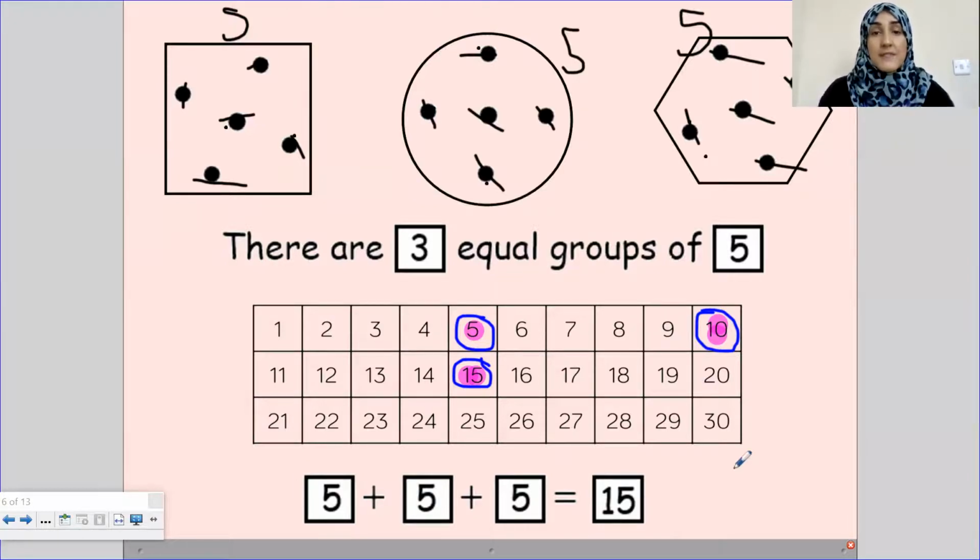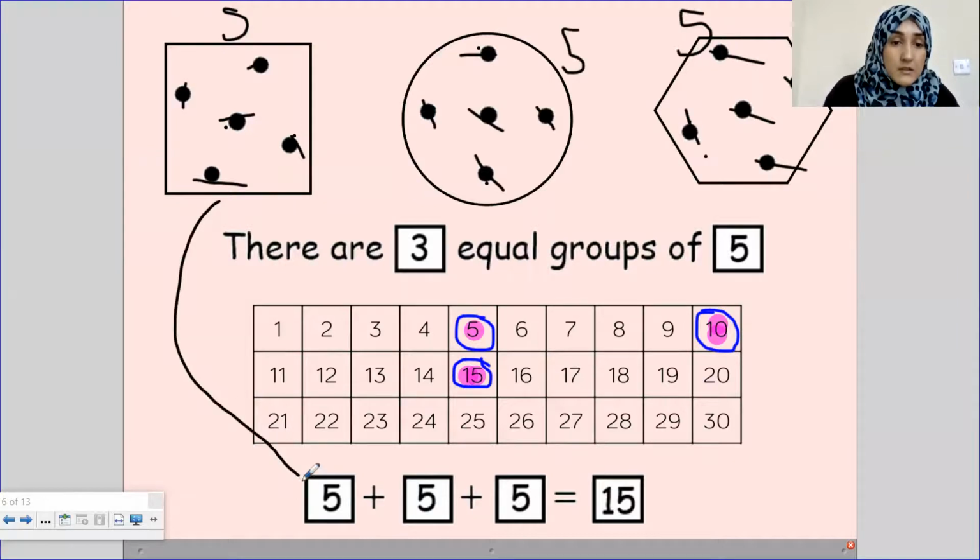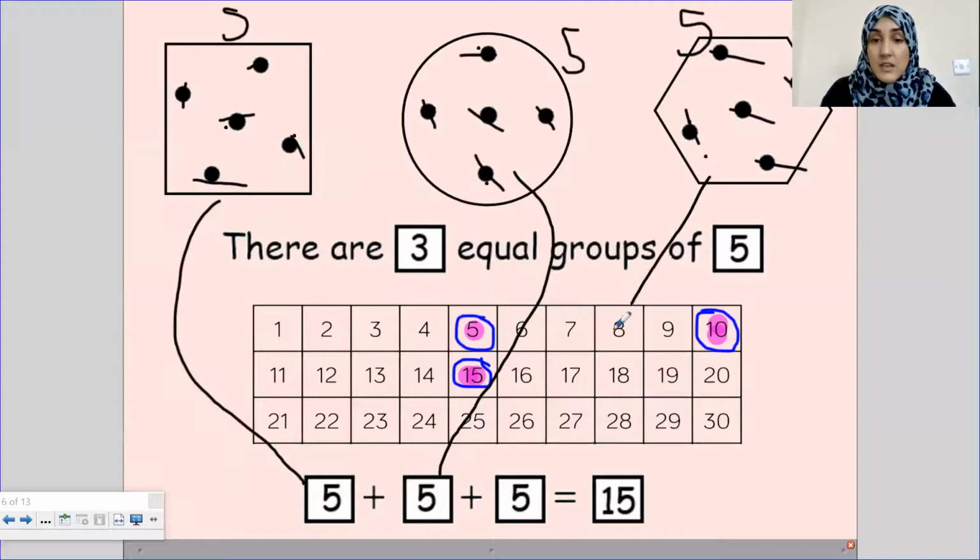Now let's check if there are the right amount of groups. We've got 1 group here. That's 5. This is a second lot of 5. And here's a third lot of 5. So 5 add 5 add 5 equals 15.